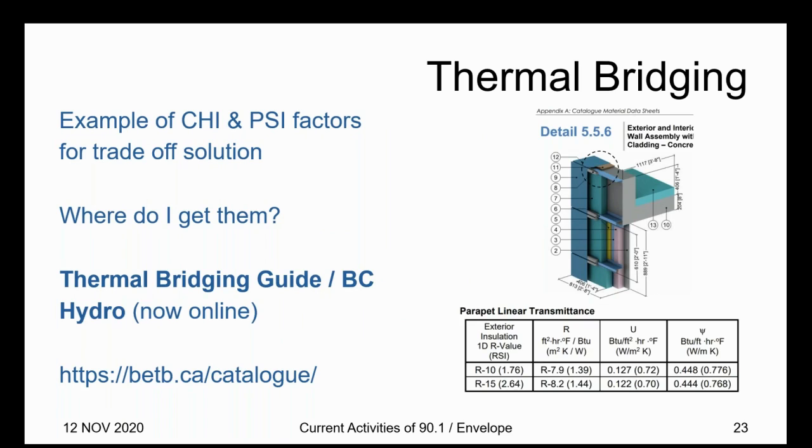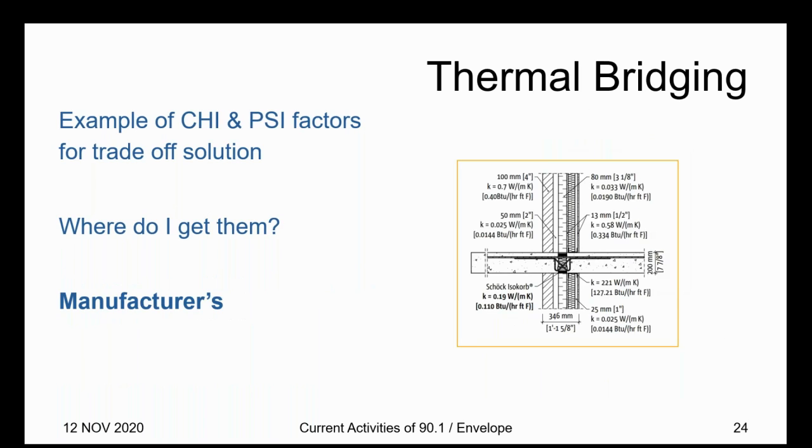You can get them from an online thermal bridging guide. This is an offshoot from the research project that we did that has a lot of typical details, and they have what we call chi and psi factors. These are the linear and point thermal bridge strategies. Next. Manufacturers have them too. Some manufacturers have thermal bridge data. You can see this one here, highlighted in black, is the chi factor for this linear thermal break. Next slide.